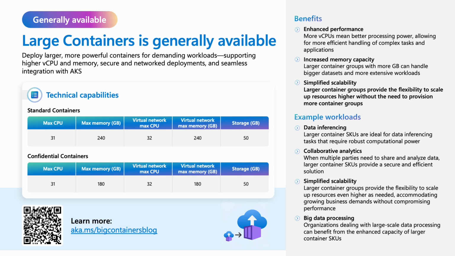Now you can have workloads which need more memory capacity. You can simplify your scalability by packing more stuff into your container. Or if you have workloads which require massive CPU power, like data inferencing or big data processing, you can do that simply using ACI. ACI is integrated with Azure Kubernetes services, so you don't have to change your deployments on how you deploy your containers. You use AKS or Azure Kubernetes services to deploy ACI containers.